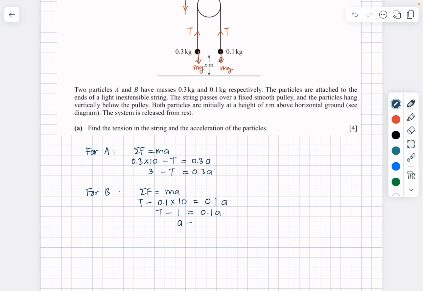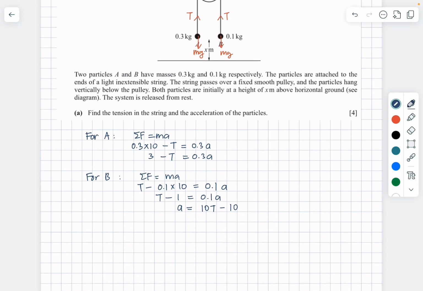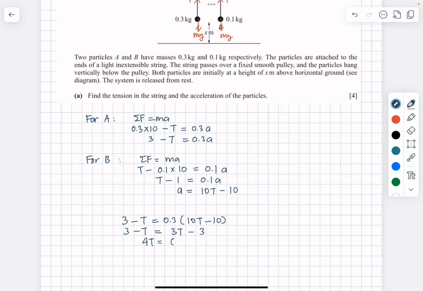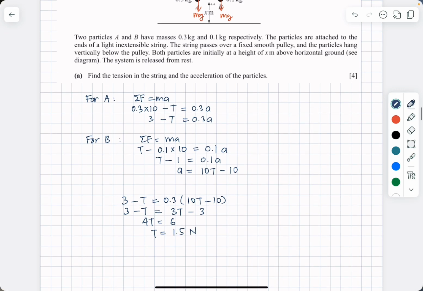We can make A the subject. We get 10T minus 10. Substitute this equation into the first equation. 3 minus T equals 0.3 times (10T minus 10). 3 minus T equals 3T minus 3. So 4T equals 6, therefore T equals 1.5 Newton. How about A? A is 10 times 1.5 minus 10, which is 5 meters per second squared.